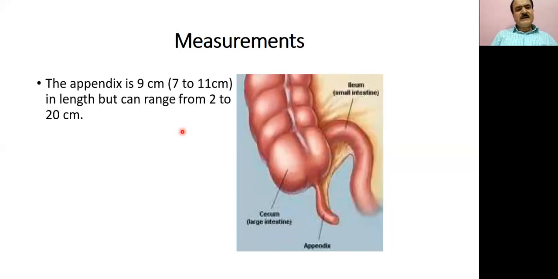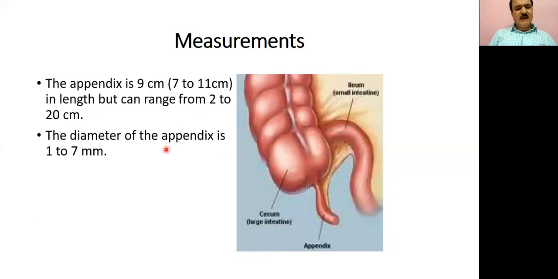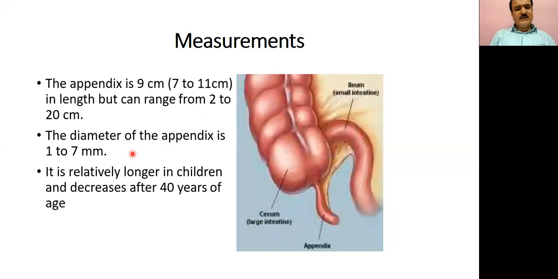The vermiform appendix is on average 9 centimeters, normally ranging from 7 to 11 centimeters in length, but it can range from 2 to 20 centimeters. So the length is variable. The diameter of the appendix is 1 to 7 millimeters. It is relatively longer in children and decreases after 40 years of age. Means in children, compared to the dimension of their intestines, it is longer.